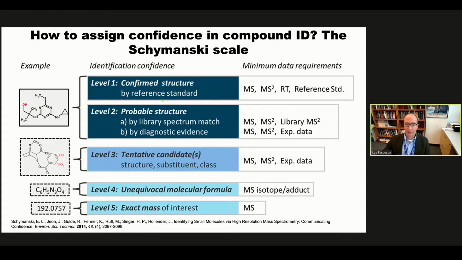And so the devil is really in the details of how we actually leverage the data requirements that we collect to arrive at probable or tentative structures.